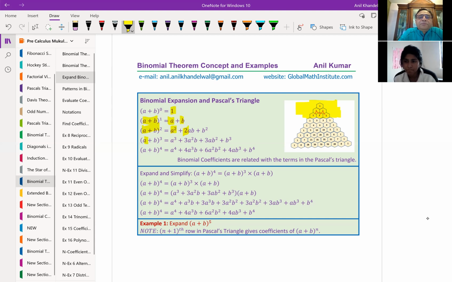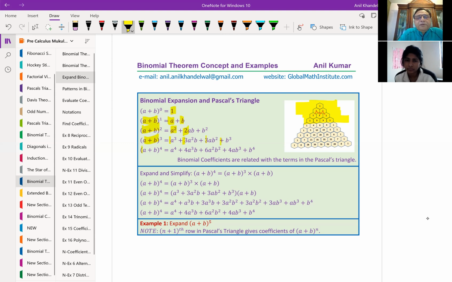Similarly, a plus b whole cube, the coefficients are 1, 3, 3, and 1. Now, 1, 3, 3, and 1 are the coefficients in the third row of the Pascal's triangle, and that tells you that, well, you can follow this pattern and you can expand any power using the Pascal's triangle. The numbers in the Pascal's triangle become the coefficients of the expansion.